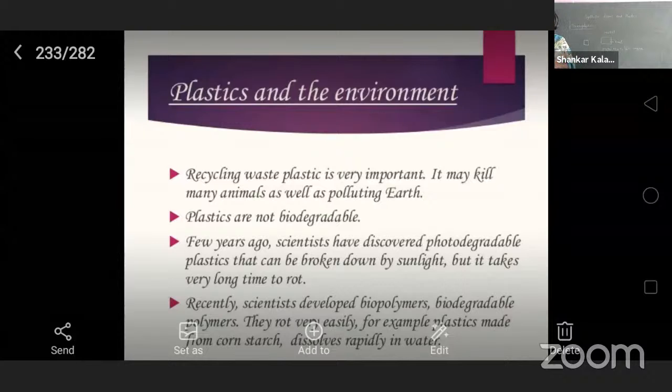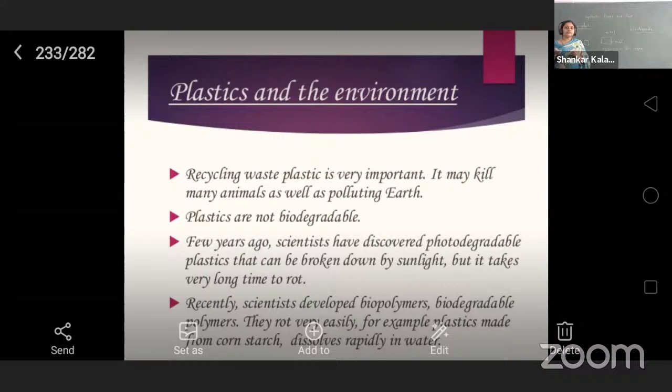Plastics are non-biodegradable. Biodegradable means what, students? Ma'am, it will not decompose. Yes, non-biodegradable means it will not decompose. For example, wool is a natural thing, a leaf is a natural thing, plants are natural things. If they die and fall on the earth, they can decompose, right? They mix with the soil, they decompose, and it will be useful for us. But plastics are not biodegradable, so they will not become any compost.